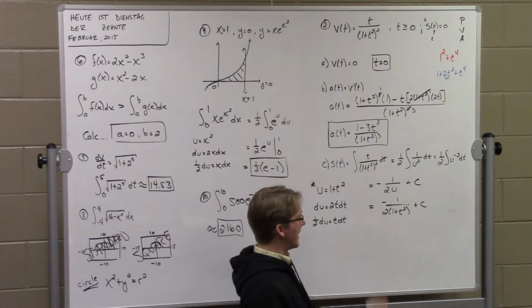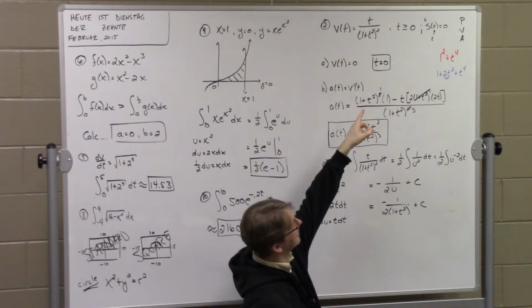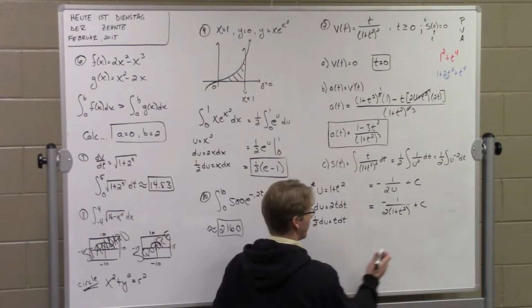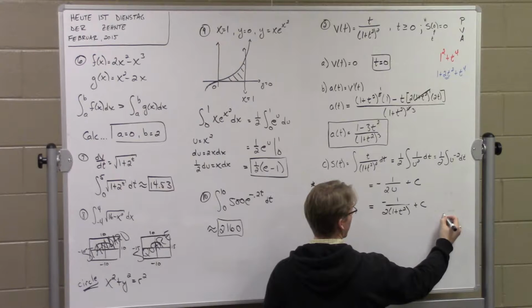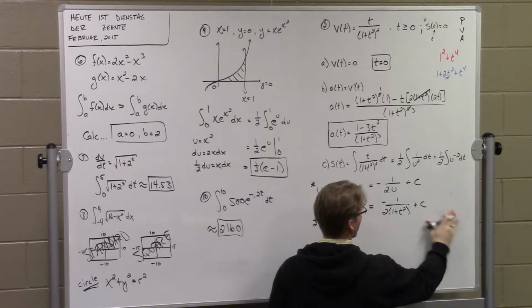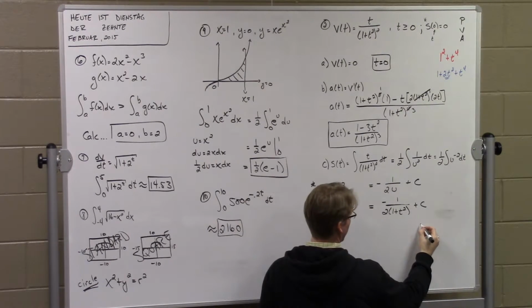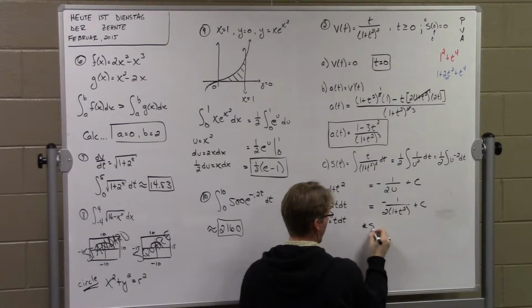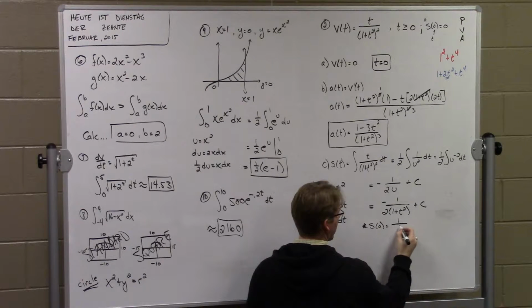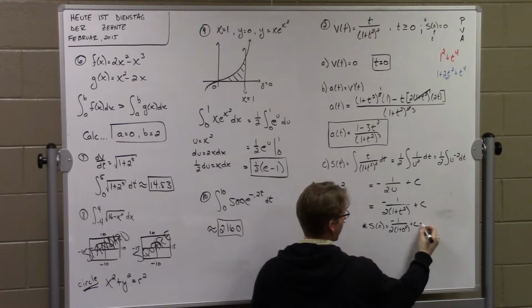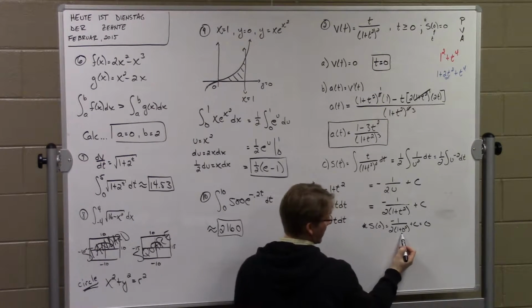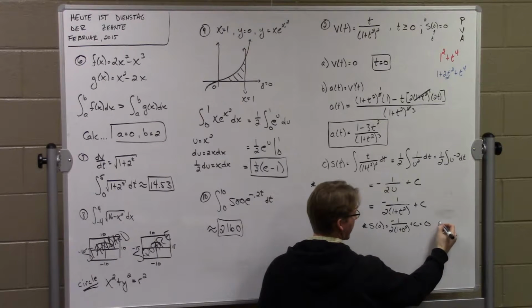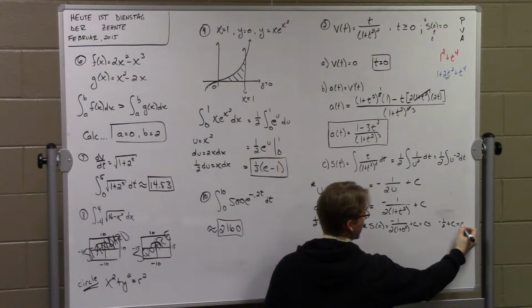Now we have to find c, and in order to do this, we're going to use our initial condition that s of 0 is equal to 0. So, scratch work over here. S of 0 is going to be -1 over 2 times 1 plus 0 squared plus c, and that's supposed to be equal to 0. So you end up with -1/2 plus c equals 0, so c equals 1/2.